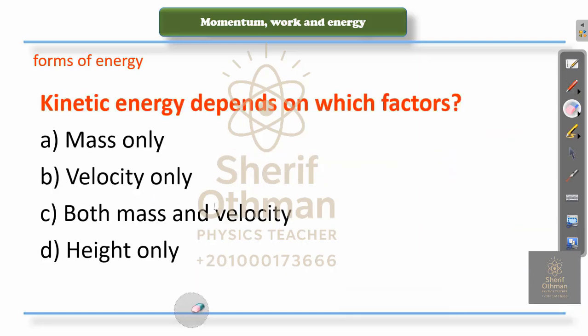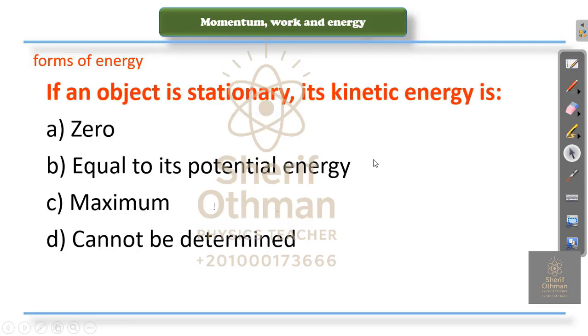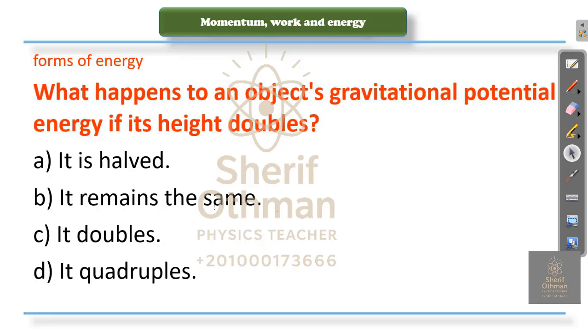Let's solve some questions, guys. Kinetic energy depends on which factors? Both mass and velocity. If an object is stationary, there's no velocity, velocity equals 0, so half mv squared will be equal to 0. What happens to an object's gravitational potential energy if its height doubles? Potential energy is equal to mgh. If the height is doubled, the potential energy is also doubled.